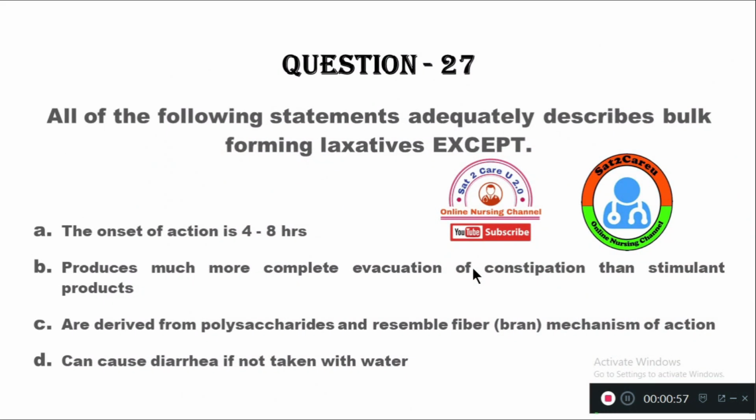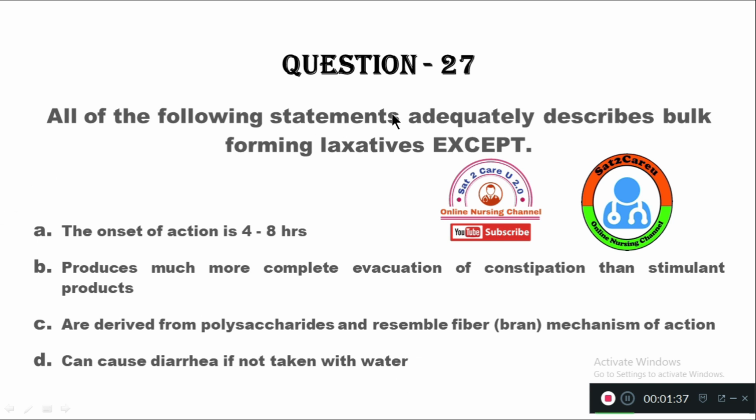Question number 27. All of the following statements adequately describe bulk forming laxatives except option A, the onset of action is 4 to 8 hours. Option B, produces much more complete evacuation of constipation than stimulant products. Option C, are derived from polysaccharides and resemble fiber, that is bran like mechanism of action. Option D, can cause diarrhea if not taken with water.